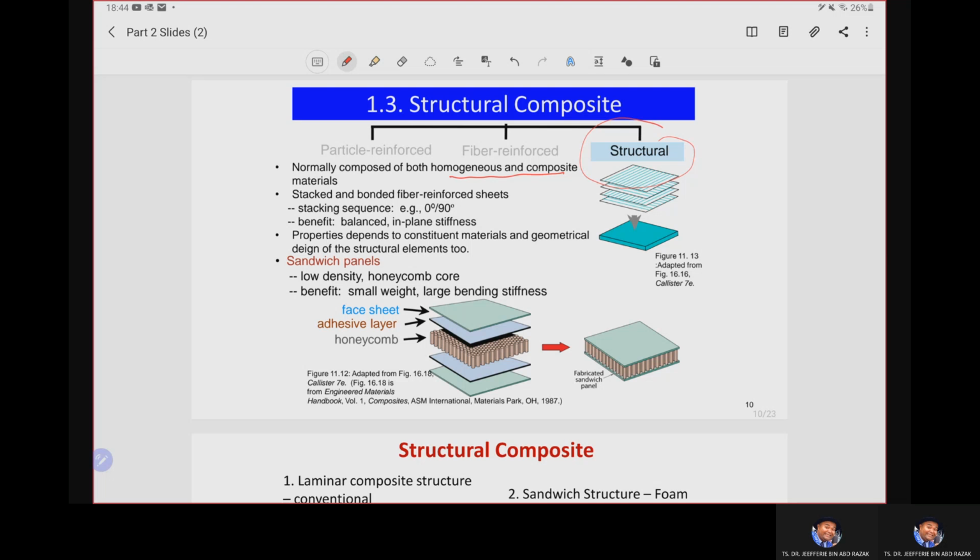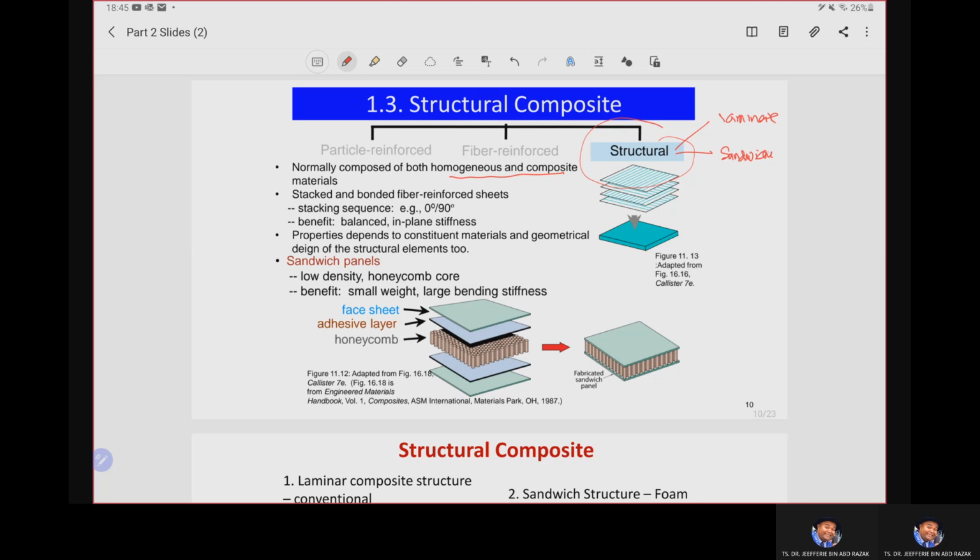Most important in structural composites, the properties depend not only on the properties of the constituent materials, but on how the structural element geometry looks, the geometrical design of the various structural elements. So we have two types of structural composite, the laminate type and the sandwich type.